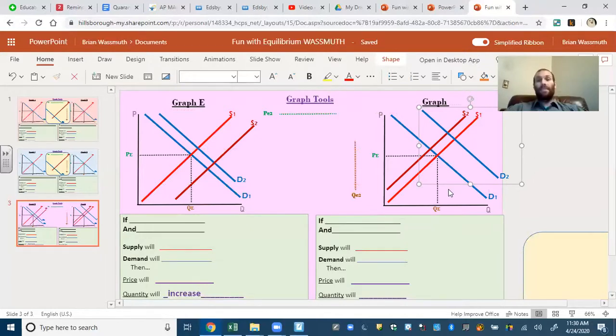The key to this is if supply decreases but demand increases, see how they're going the opposite ways? Or it could be supply increase or demand decrease. But we know if they're going the opposite way, we know price will definitely change in a predictable way. It will increase or decrease, but quantity will be ambiguous. So that's your little cheat sheet for the double shifts.